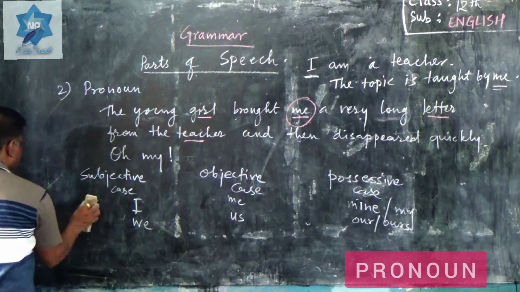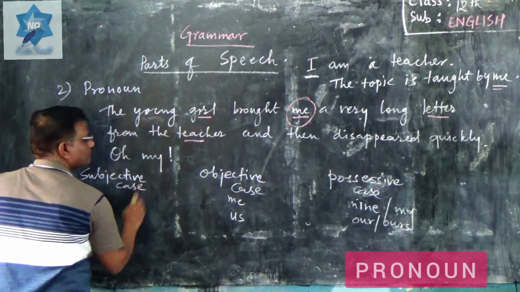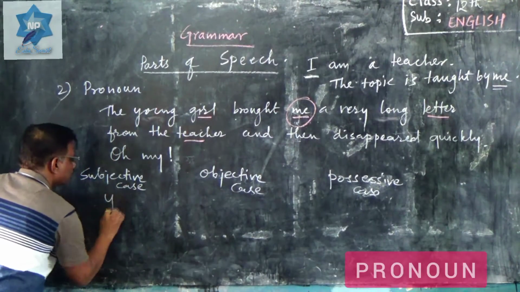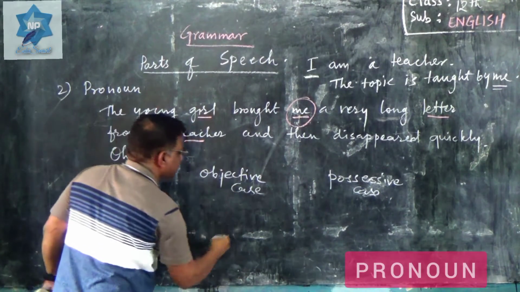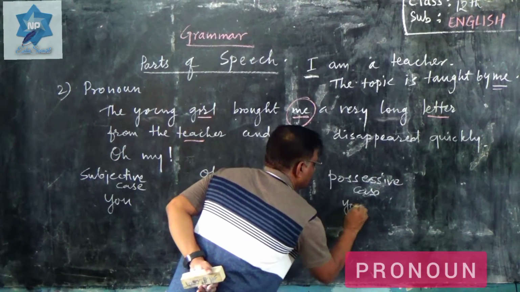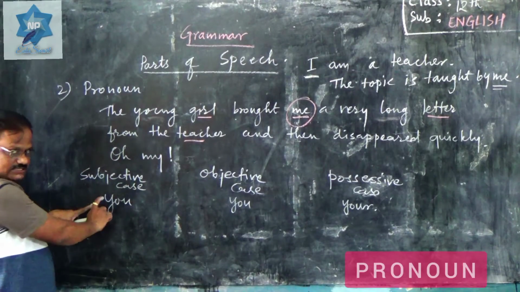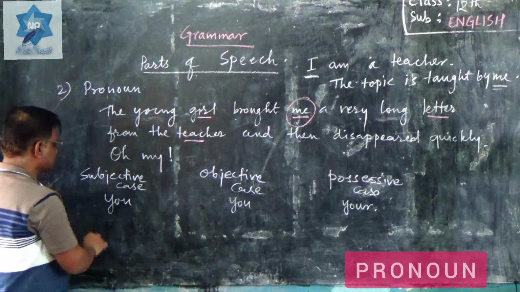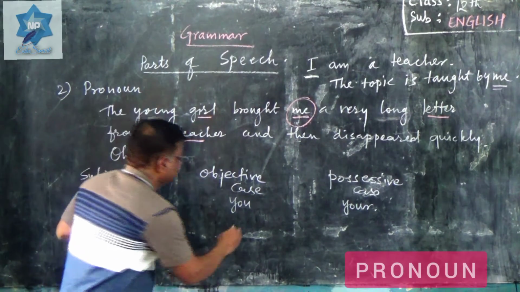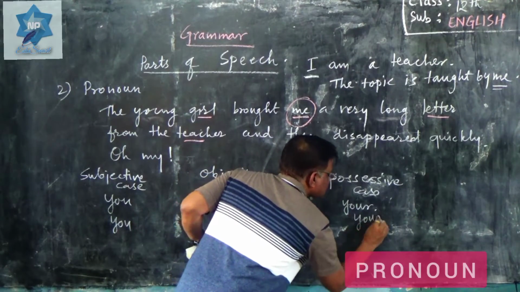What are the second person pronouns? You and you. What is the objective case of you? It is also you. And what is possessive case? Your. Another you. This is singular, second person. And you, plural, second person. Objective case is also you and it is yours.